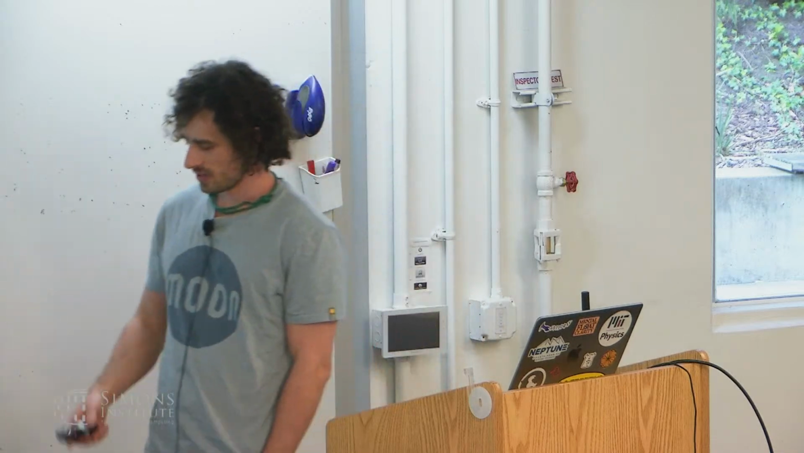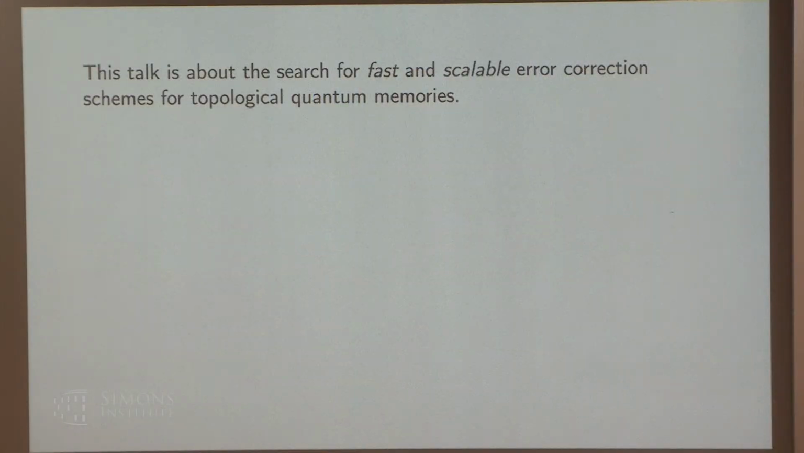So I'm going to talk about field-based decoders. I'll explain what that means in a sec. But more broadly, the talk is going to be about the ongoing search for fast and scalable error correction schemes for topological quantum memories. The topological quantum memory I'm going to focus on in this talk is the toric code.